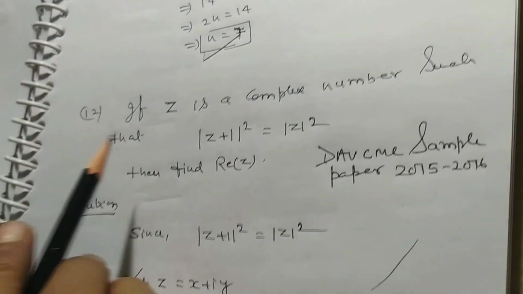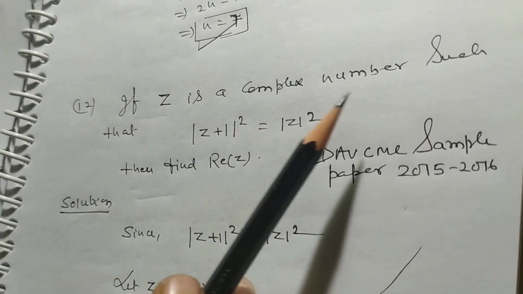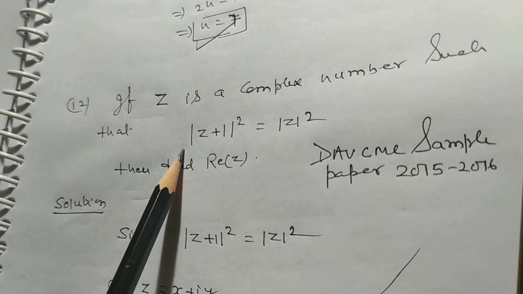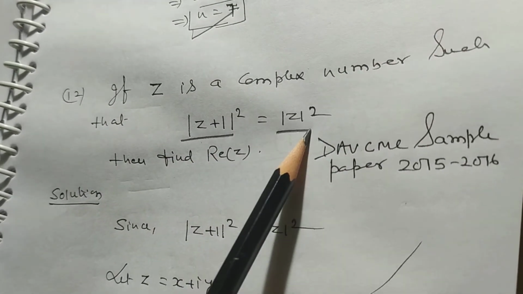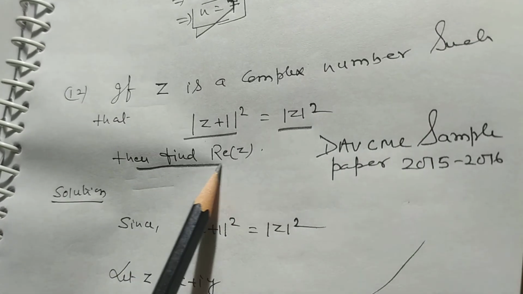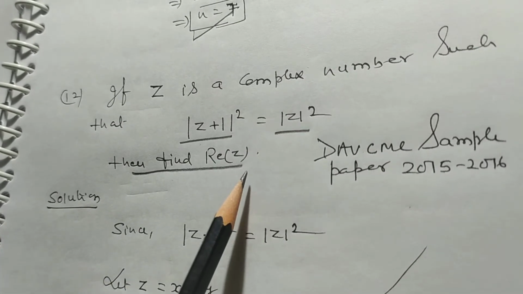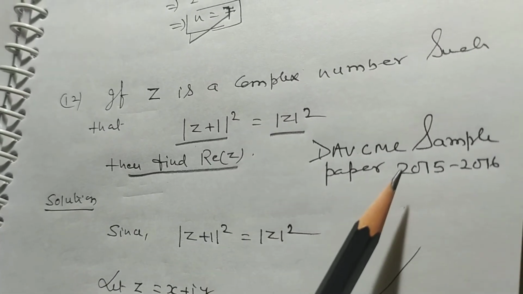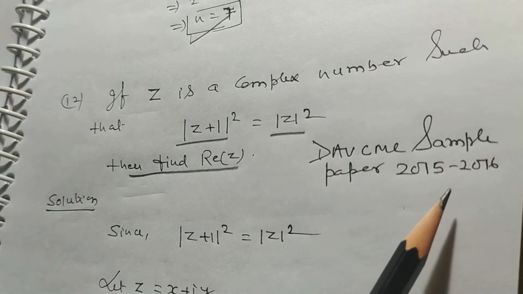Now problem number 12. If z is a complex number such that mod z plus 1 whole square is equal to mod z square, then find the real part of z. This problem is from the DAV CMC sample paper 2015-16.